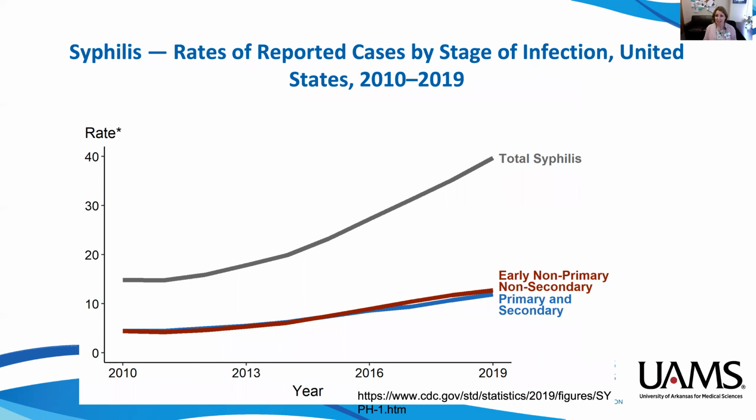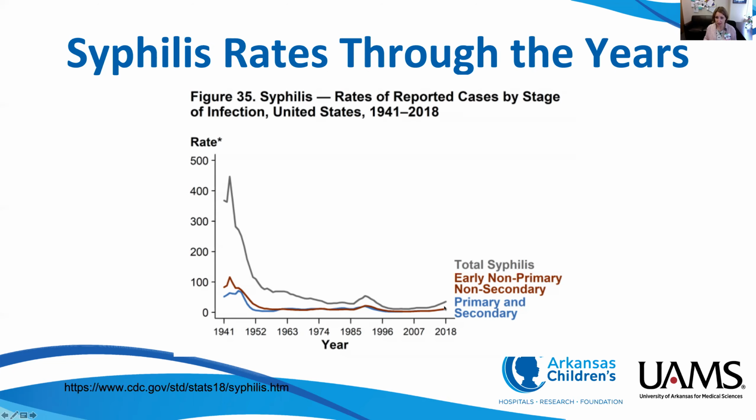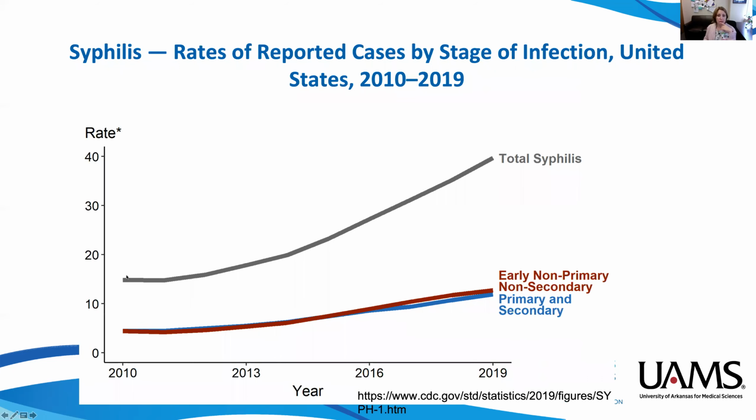But then since that time, you have this little uptick, and this little uptick may not look that big right now. But if you look at it this way, you'll see that this rate is actually rising astronomically in the past 10 years. And this is just total, this is syphilis in adults here.